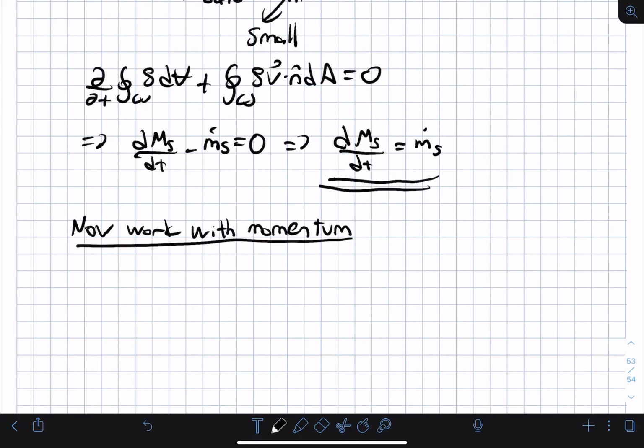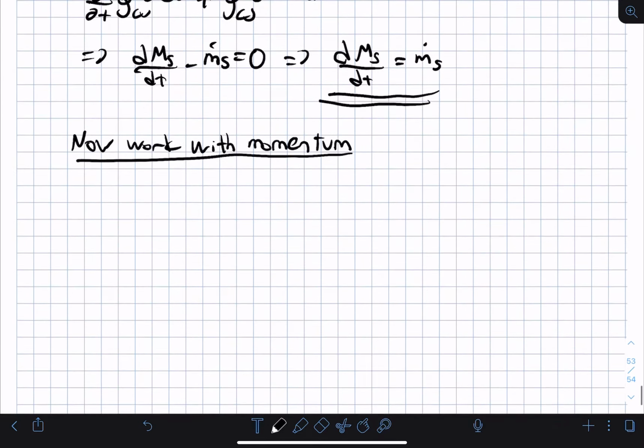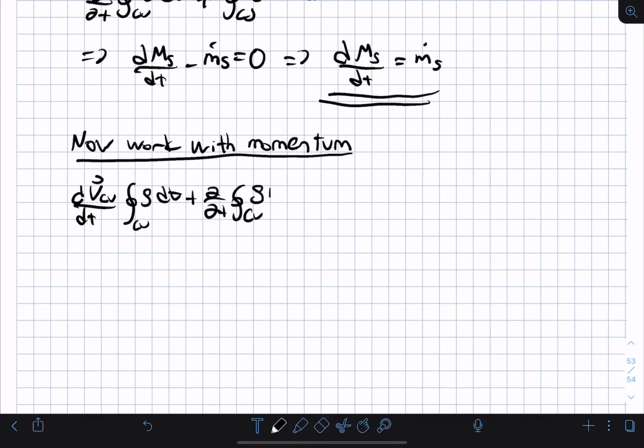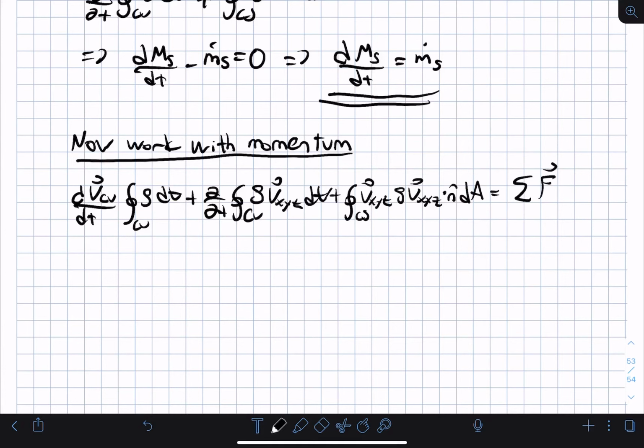So the most general conservation of momentum equation that we will be working with, at least for this class, is given by the time rate change of the velocity of the control volume relative to the stationary reference frame times the mass in it, which is the integral of rho dV, plus partial t of the volume integral of rho times the relative velocity Vxyz dV, plus the surface integral of the relative velocity Vxyz rho Vxyz dot n hat dA equals the sum of the forces acting on the control volume.